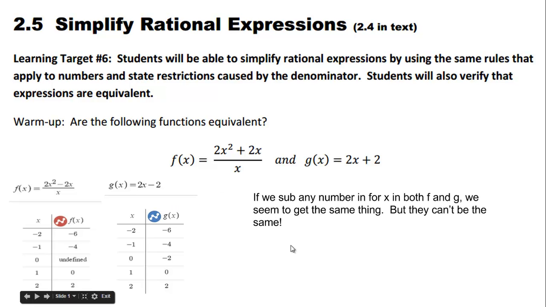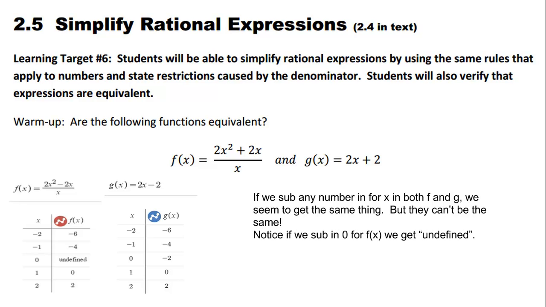If you sub in any number for x in both f and g, we seem to get the same thing, but they can't be the same. Notice that if we sub in 0 for x, we get undefined. This is what makes them not equivalent. You can say these two things are the same if you state a restriction: g of x is 2x plus 2, but also x cannot equal 0, so it's impossible to sub in 0. That would make the two functions equivalent. g of x equals 2x plus 2 with the restriction x cannot equal 0, and that's the point of today's lesson.